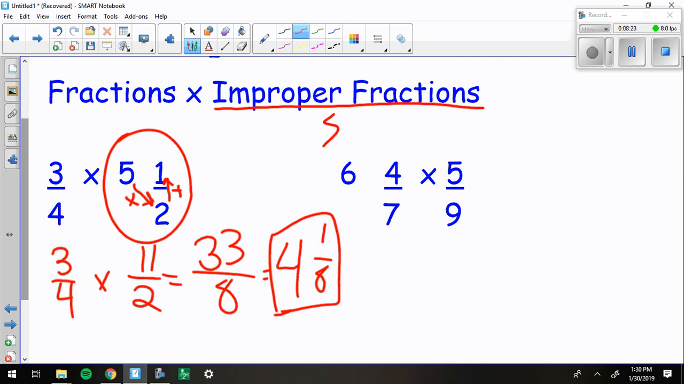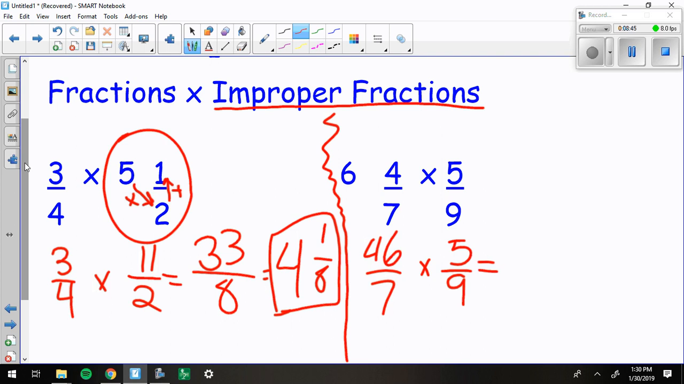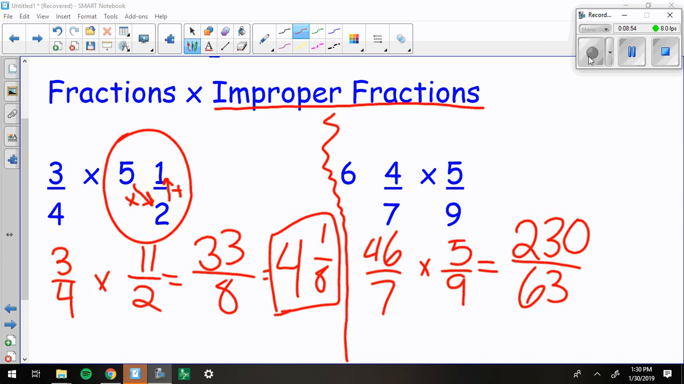Okay, look at the next one. There's my line here, so we know which one I'm talking about. My 5/9, that can just drop down because that's already a fraction. But 6 and 4/7 I need to change to an improper fraction. My 7ths are going to stay the same. 6 times 7 is 42, plus 4 is 46. Woo! 46 times 5 is 230. And 7 times 9, 63.